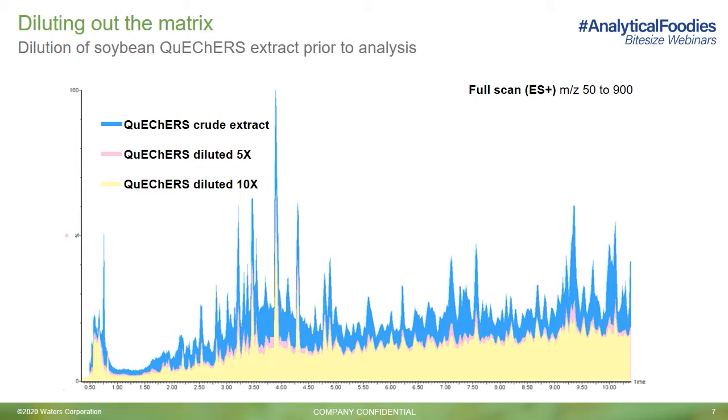Again, taking QuEChERS extracts, this time of soybean, we've run a number of injections and acquired all data in full scan on our tandem quadrupole mass spectrometer. Looking at the overlaid profiles, we see the highest background from the matrix in the crude extract. As we dilute the extract by a factor of 5, shown here in pink, and a factor of 10, shown in yellow, we see the response of the background trace decrease. Not surprising, of course, we've simply diluted down the matrix. But what impact does this have on the analytes of interest and the matrix effects we're trying to overcome?